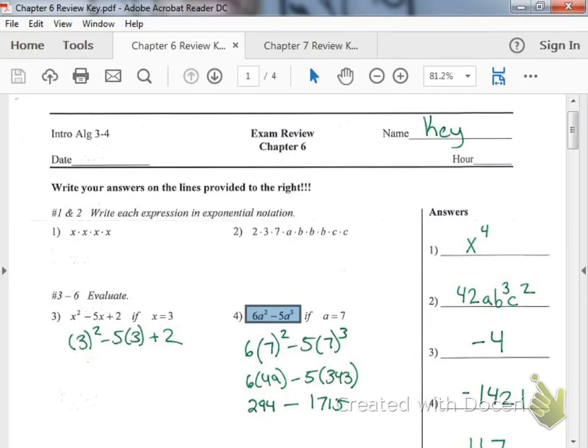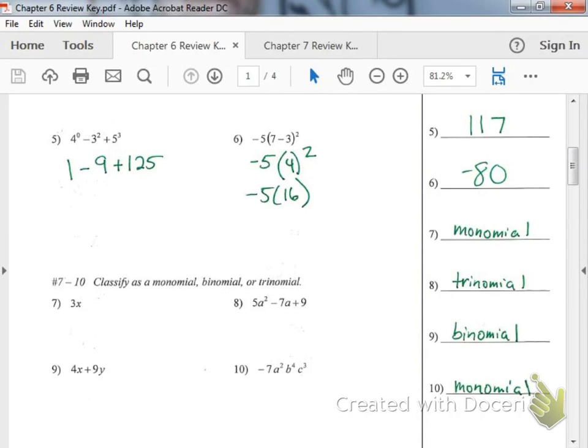So that gave me 294 when I multiplied 6 and 49. Keep the minus sign the same. And then we have 5 times 343. That gives me 1715. And then you subtract them and you end up with this guy right here, negative 1,421. Any questions on 1 through 4?